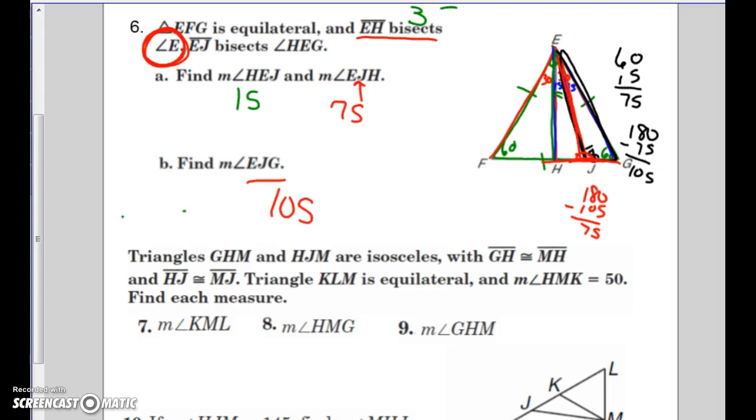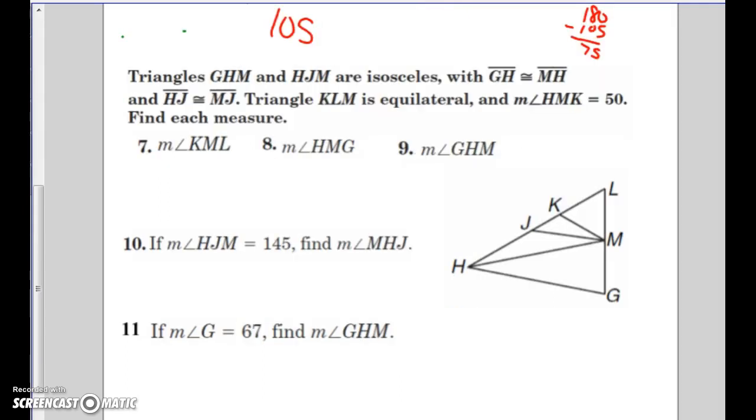Okay, try the next one. It told me that GH is congruent to MH, which means that these two angles down here are the same. And then it told me that HJ is congruent to JM, which means that these two angles are the same. It then told me that KLM is equilateral, which means that each angle is 60.